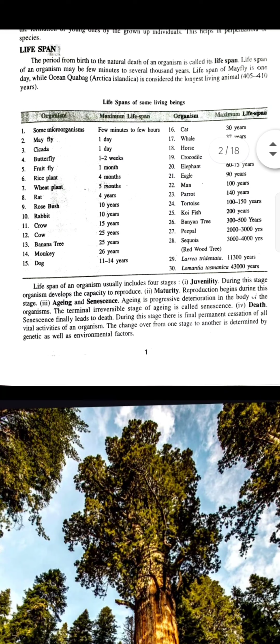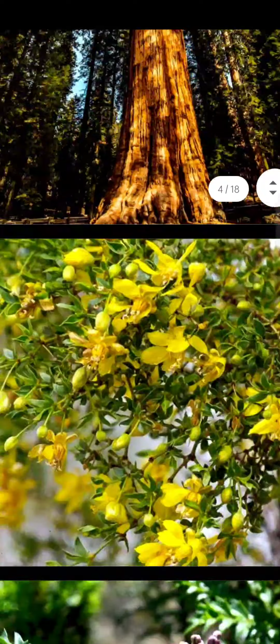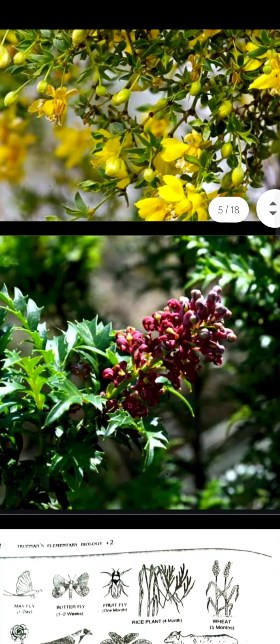And we can see the next one as the Lomatia tasmanica. Its lifespan is, my god, 43,000 years. Let us see how it looks. This is the one whose lifespan is around 43,000 years.